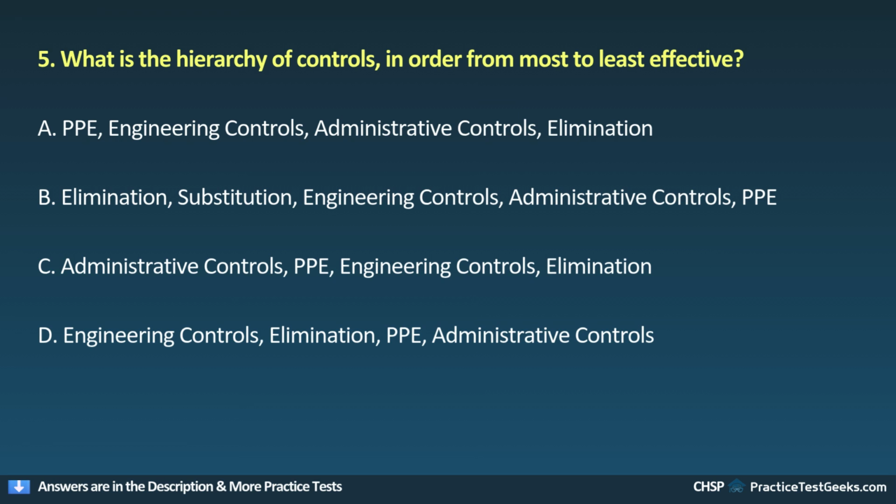5. What is the hierarchy of controls in order from most to least effective? A. PPE, engineering controls, administrative controls, elimination. B. Elimination, substitution, engineering controls, administrative controls, PPE. C. Administrative controls, PPE, engineering controls, elimination. D. Engineering controls, elimination, PPE, administrative controls.